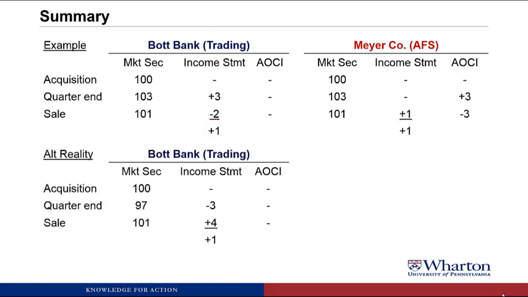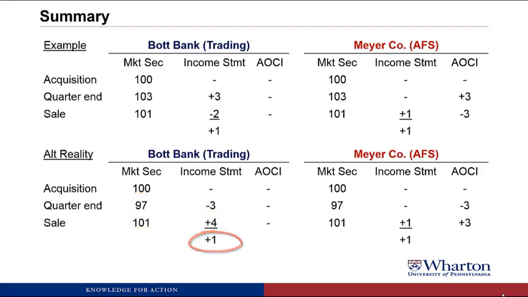In our alternate reality example, we bought it at 100. It went down to 97. We reflected that on the balance sheet, it came back up to 101, and we sold it. For Bott, those unrealized gains and losses show up. So the unrealized loss of -3 would go in the first quarter, leads to a realized gain of 4, net the 2 out, and it's still a gain of 1 over the entire life of the security.